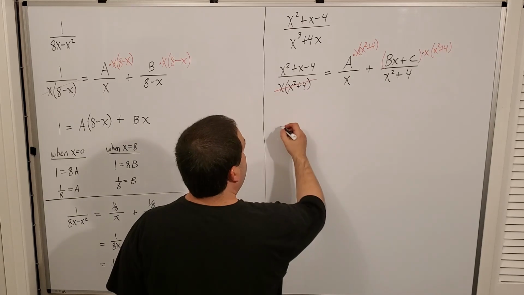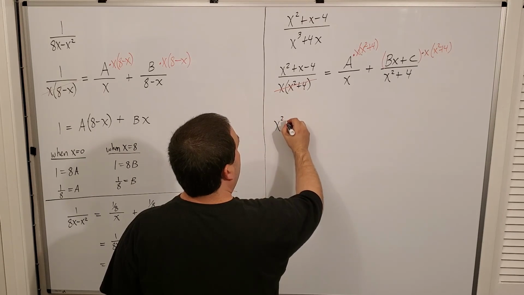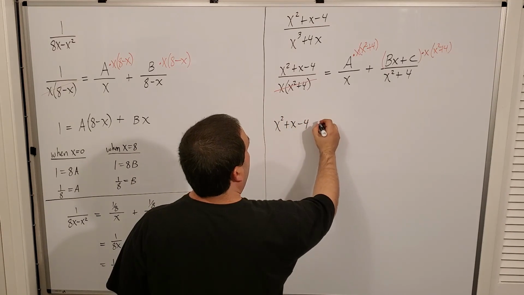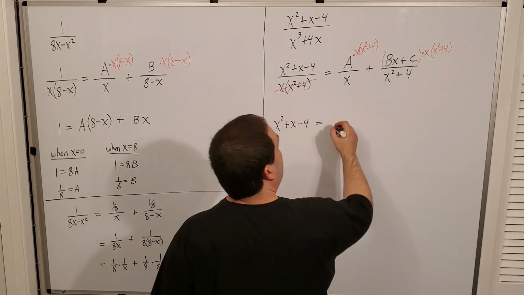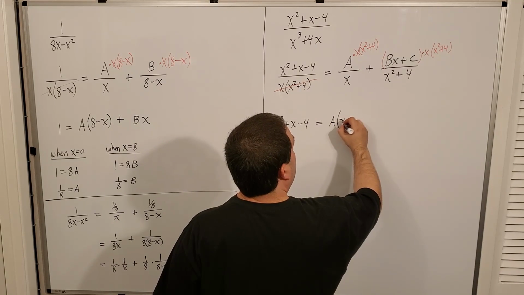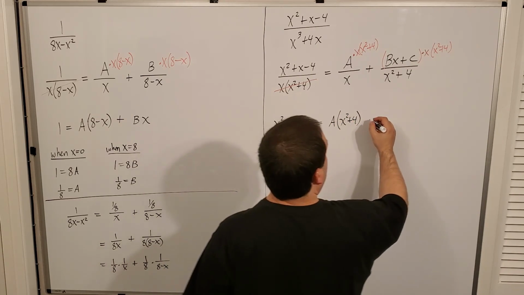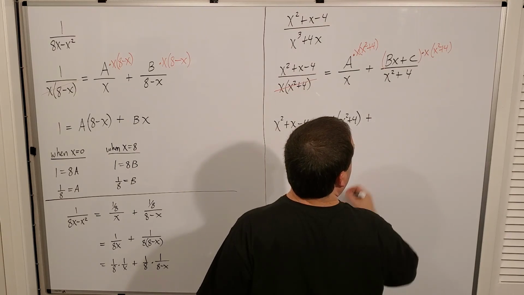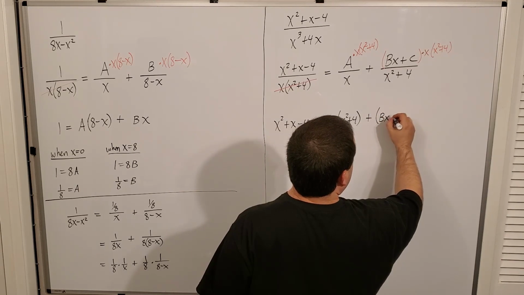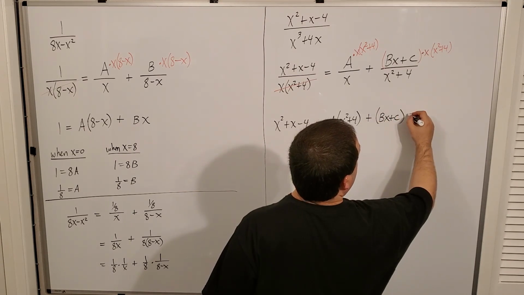with this equation. X squared plus x minus 4 is equal to a times x squared plus 4 plus bx plus c times x.